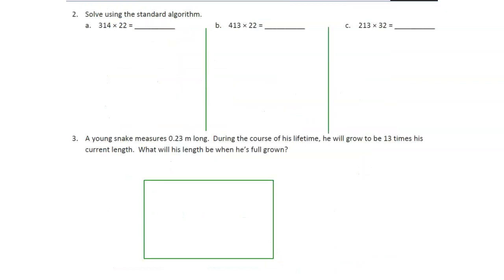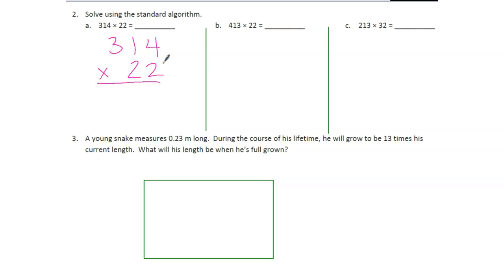All right, let's take a look at 2 here. It says solve using the standard algorithm. So we're going to use the standard algorithm. We're not going to use the area model. We're just going to jump straight to the standard algorithm. Let's take a look here. So I have 314 times 22.